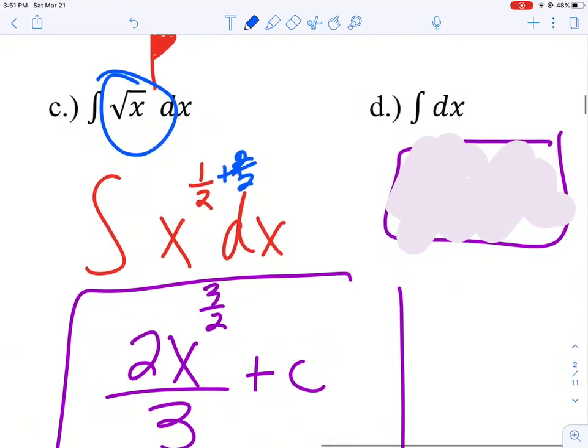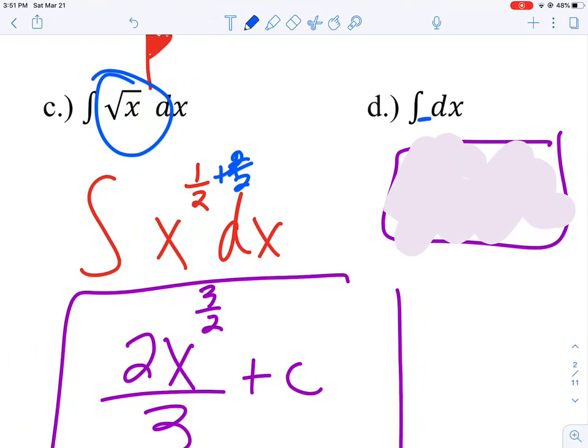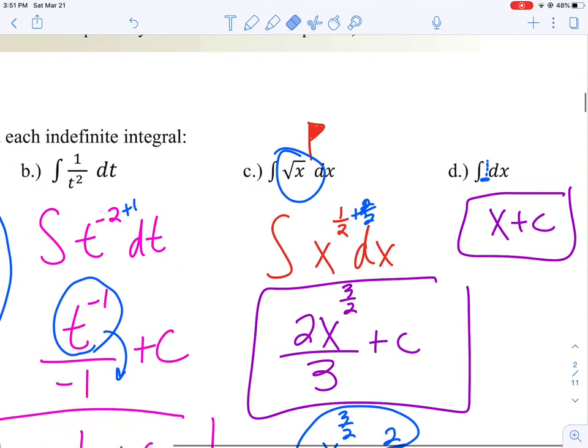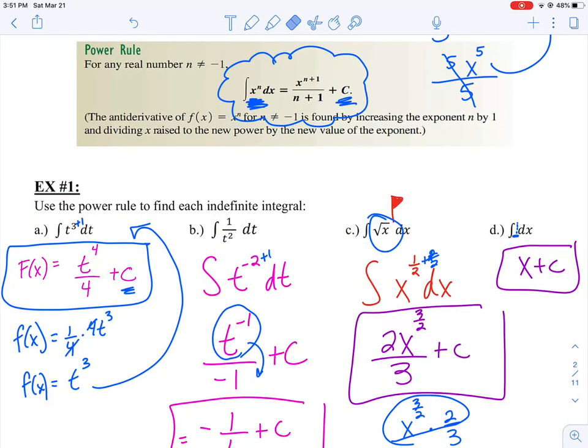All right, look at D. Look at D really carefully. It's asking us to integrate. But integrate what? There's nothing there. Well, be careful. What's really there if there's nothing there? Isn't that an invisible 1? And so be careful now. What do you think the antiderivative of 1 is? What original equation would have a derivative of 1? Did you say x? X plus c though, right? Don't forget your constant of integration. So the integral of 1 dx is really x plus c. The antiderivative of 1 is really x plus c.